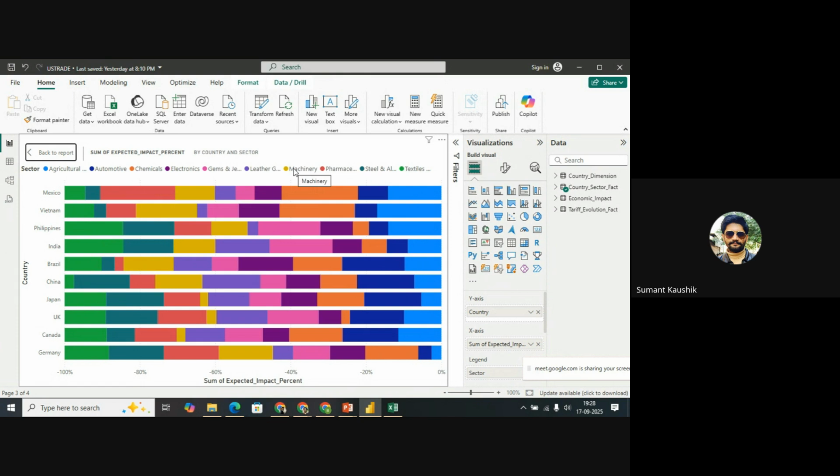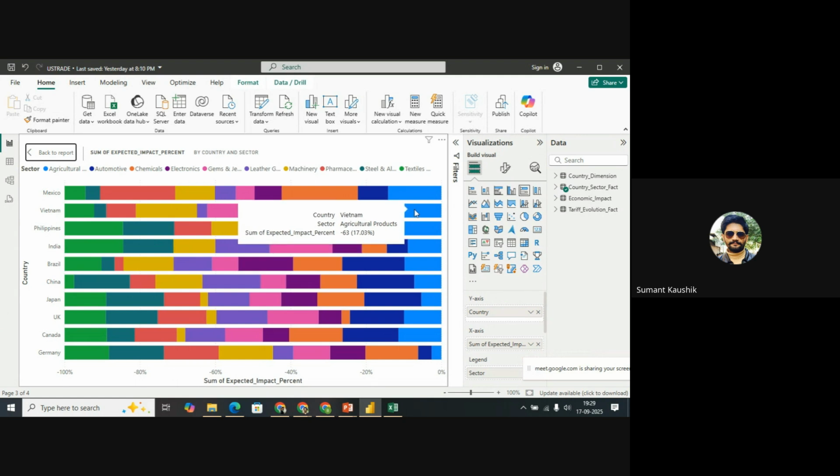The light yellow color is machinery. Then the maroon color is shown by pharmaceuticals. Then the dark green is shown by steel and aluminum. And at last, the green color shows the textile sector.